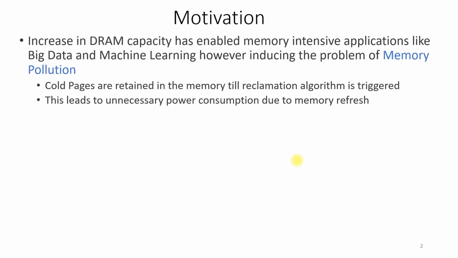Increase in DRAM capacity has enabled memory-intensive applications like big data and machine learning. However, it has induced other problems like memory pollution. What we mean by memory pollution is retention of cold pages in the memory till the reclamation algorithms are triggered, which causes unnecessary power consumption due to memory refresh.